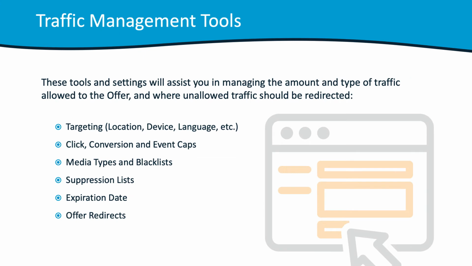Next on the offer configuration, we will review quite a few tools and settings that can help you manage the traffic coming to your offer and how to redirect and monetize any unwanted traffic. We will review what targeting capabilities there are, such as location, device, language, operating system, and more. We will review the different ways you can configure click, conversion, and event caps, where to define the allowed or disallowed media types and affiliate or sub-affiliate blacklist, where you can manage email campaign suppression lists and suppression management integrations, and finally, offer redirects for monetizing traffic that is not allowed on the offer.